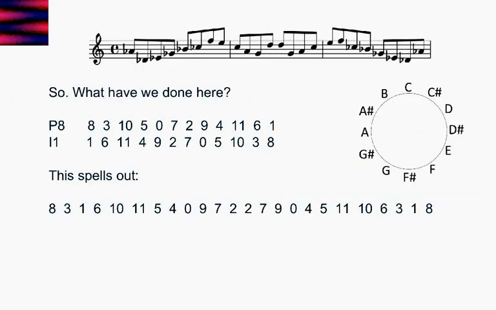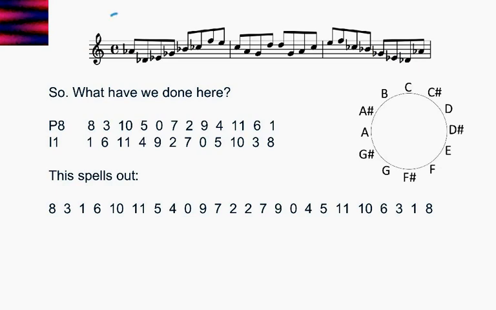Well, there you have it. There's our piece of music. What have we done to create this piece of music using this pi dyad, in particular this prime 8 inverse 1 dyad? Well, we've taken properties of its add 9.